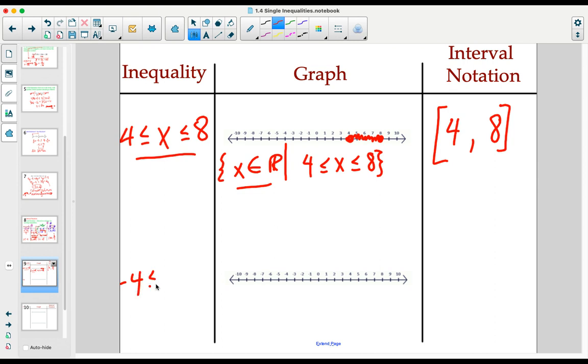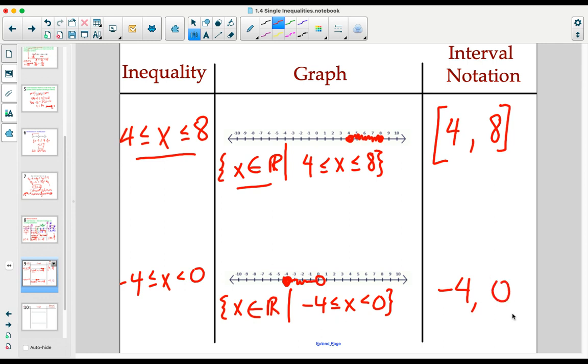Similar looking example here, where we're going to go from -4, which is included, up to 0, which is not. Same set notation. We're in the real numbers in between -4 and 0. Our low bound is -4. Our high bound is 0. We're going to include -4, but not include 0. And again, as strange as it looks, that's what it would look like.